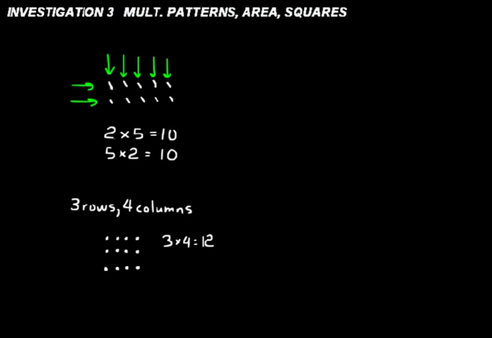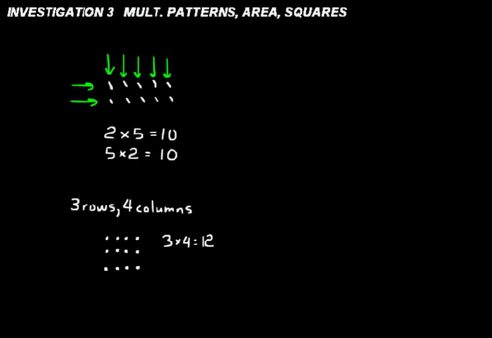So an array can be used to model multiplication. It's a model of a multiplication problem. It's just using boxes or dots or tick marks or X's, just whatever. Now, what does that have to do with area? Well, area is a measurement of something.